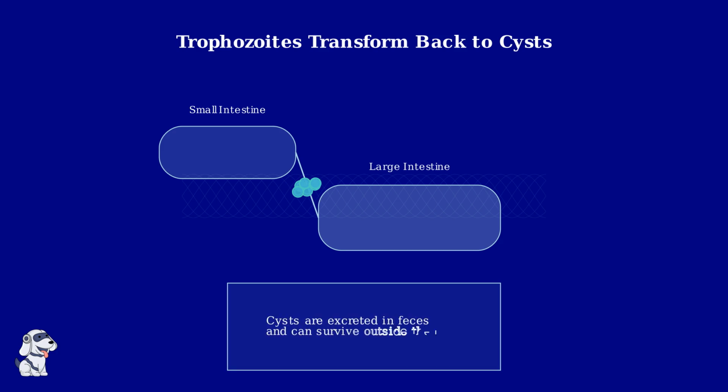These newly formed cysts then move through the large intestine and are eventually excreted in feces. Unlike the fragile trophozoites, these cysts can survive for weeks or even months outside the body. This completes the parasite's life cycle. The excreted cysts are now ready to infect new hosts if they contaminate food or water sources. This is why proper sanitation and hygiene are so important in preventing the spread of Giardiasis.